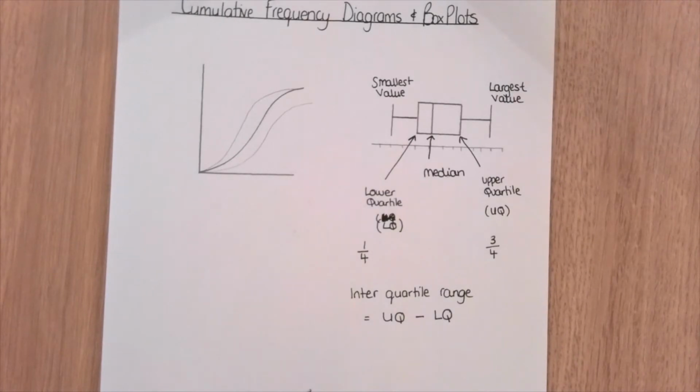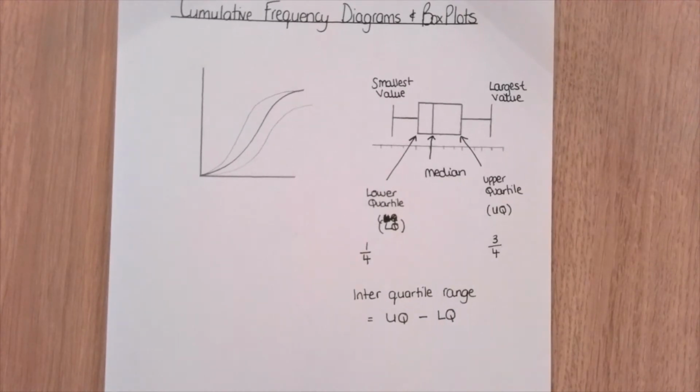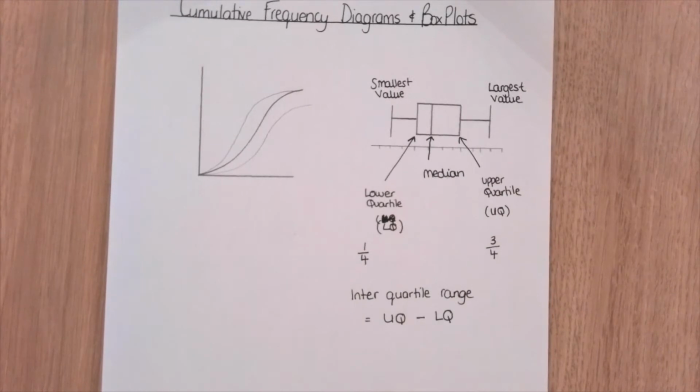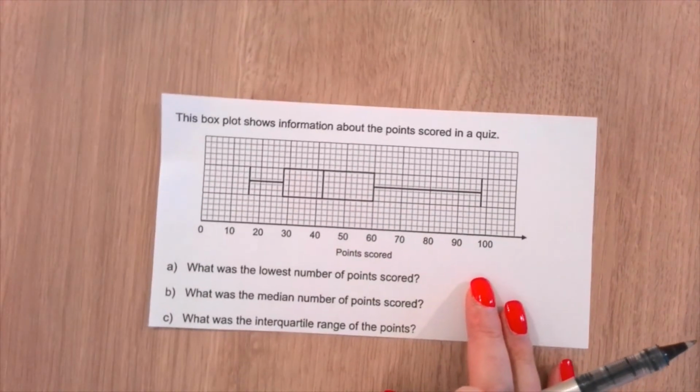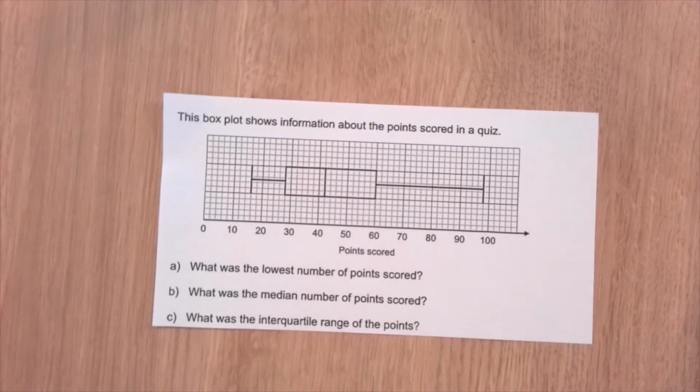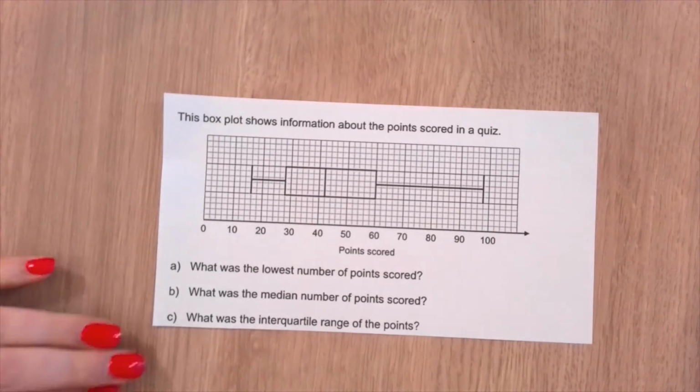Okay, so those are the bits of information that we need to know to understand our cumulative frequency diagrams and box plots. For the rest of the video, I'm going to show you a few examples for box plots, and then I'm going to show you a few examples for cumulative frequency diagrams. So, what I have got here is a box plot that I have printed off, just to help show you what some questions might look like. Now, these would be basic 1-mark questions.